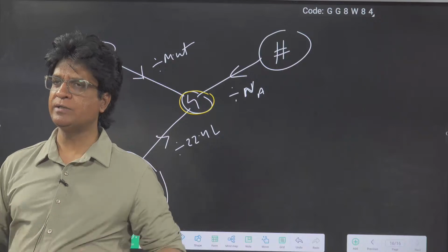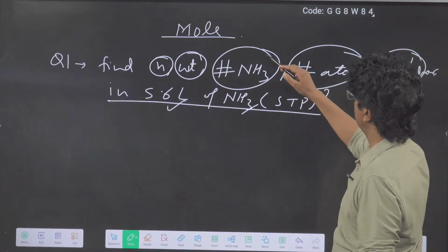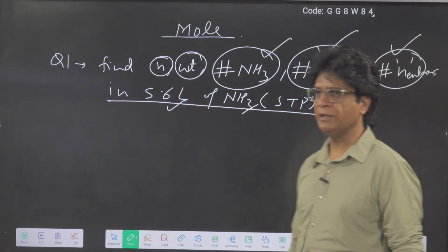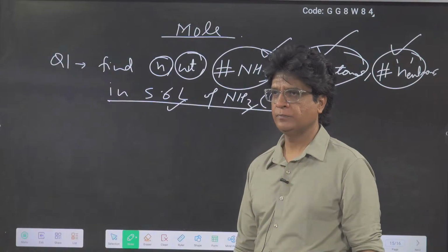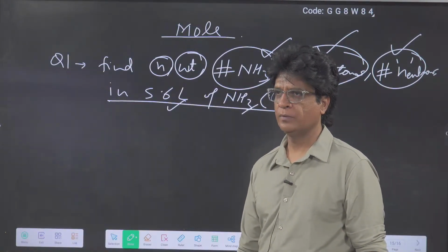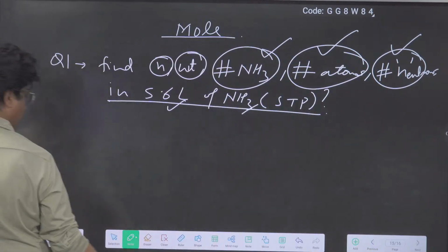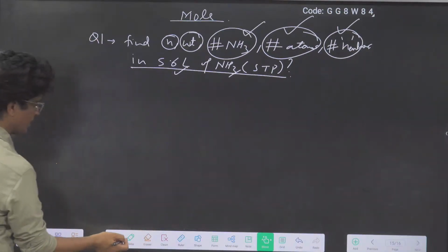You can give me the answer in terms of Na for number of molecules, number of atoms, and number of neutrons. Okay, right. So let's try that stuff, and let me know how many people have got all the answers correct, right?